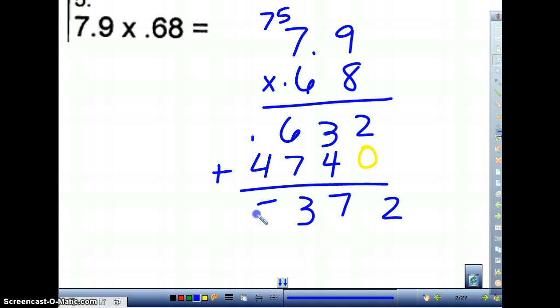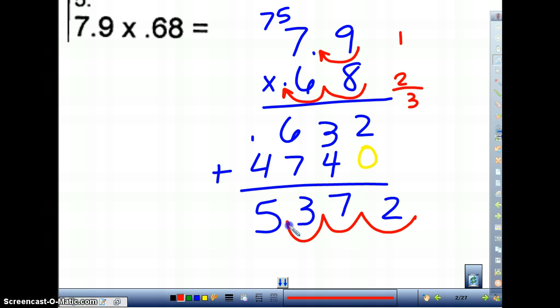And now people don't know where to put the decimal point. All right, I moved over 1 decimal place here. I've moved over 2 decimal places here. That's 1 there and 2 there. Add that together. You need to take the decimal point that's right here and move it over 3 places. 1, 2, 3. So your answer here was 5.372.